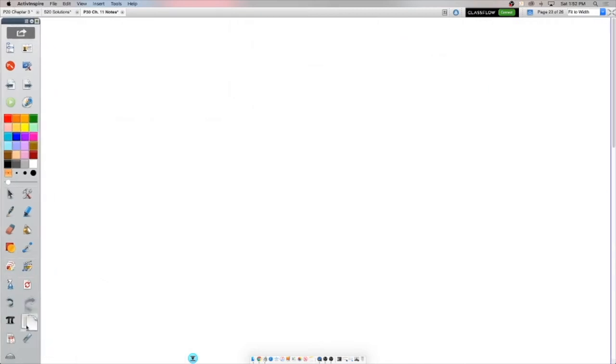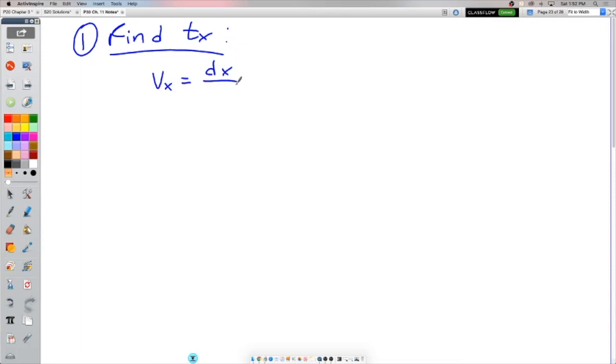Okay, so a new page. Let's call it step 1. Find t_x. I'm going to call it t_x, even though it's really just t. t_x is t_y is just t. Since it's uniform motion, you could use the other kinematics equations, by the way, but when acceleration is 0, all of the other kinematics equations end up becoming this one anyway. So v_x equals d_x over t_x, so then t_x equals d_x over v_x, just multiplying and then dividing.